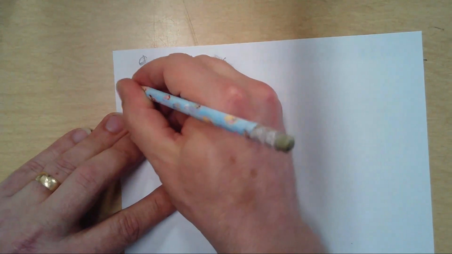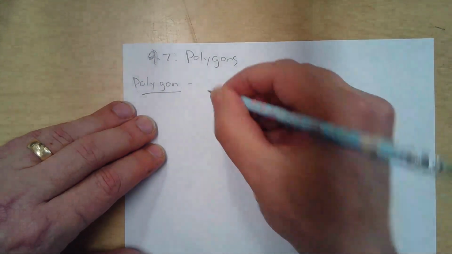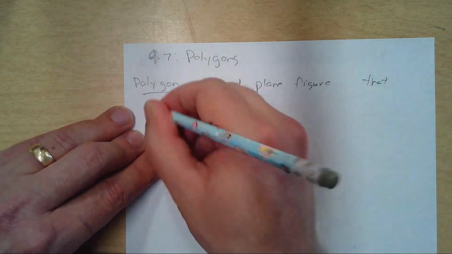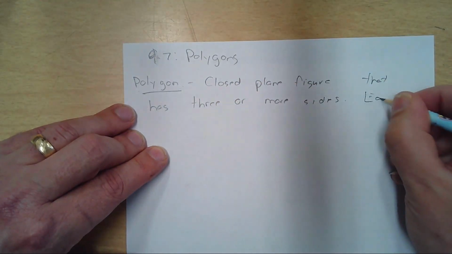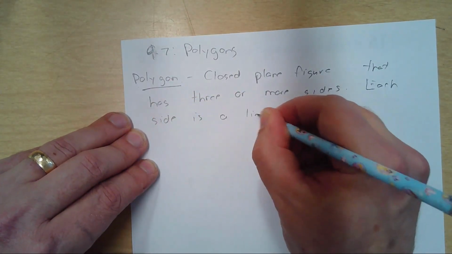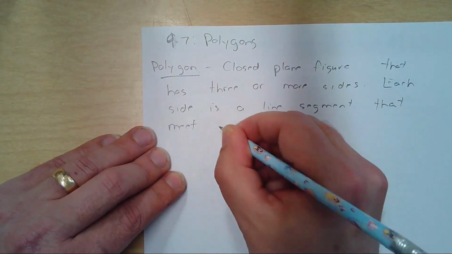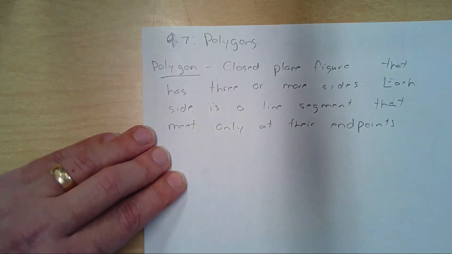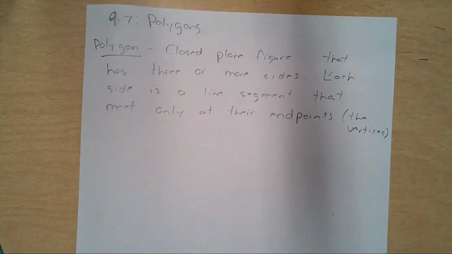So we should define what exactly a polygon is. The fifth day people that did chapter 10, I think you know what a polygon is, but to officially give it a definition here, a closed plane figure that has 3 or more sides. Each side is a line segment that meets only at their endpoints. The endpoints we call the vertices, because they can form angles.